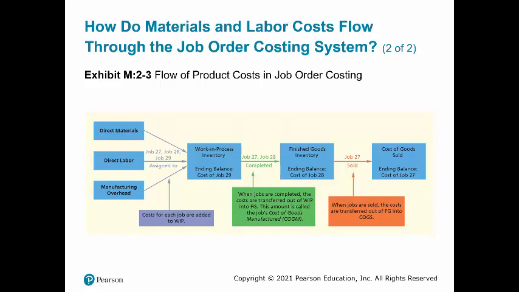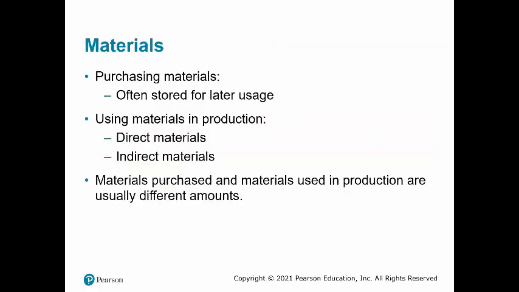As jobs are completed, the costs are transferred from work in process to finished goods inventory, where they will remain until they are actually sold. Once the goods are sold, the costs will leave finished goods inventory and will be included as cost of goods sold, which is in the income statement.